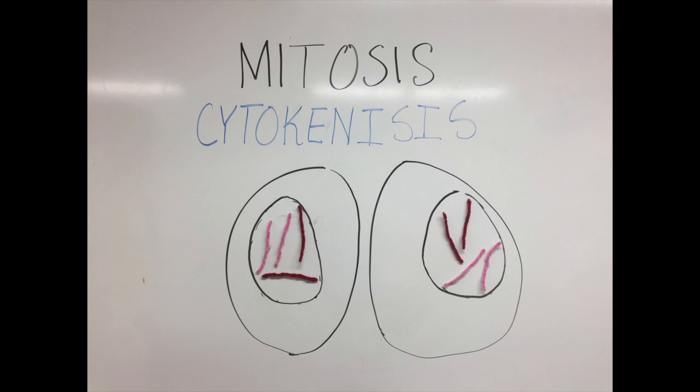Finally, the cell splits during a process called cytokinesis, forming two new daughter cells. These cells are classified as diploid, as they have two copies of each chromosome, one from each parent. They are completely identical to the parent cell.